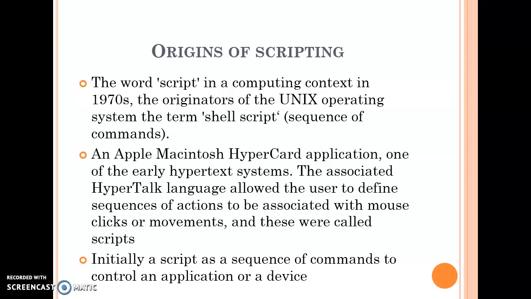Next, origins of scripting. The word script in a computing context dates to the 1970s, with the originator of the Unix operating system. The term shell script is the origin of scripting language. Shell script means a sequence of commands. Next, the Apple Macintosh HyperCard application, one of the early hypertext systems. The associated HyperTalk language allowed the user to define a sequence of actions, a sequence of commands. These sequences of actions were associated with mouse clicks or movements, and these were called scripts. So initially, scripting was a sequence of commands to control an application or a device.